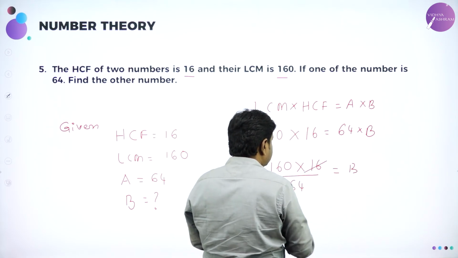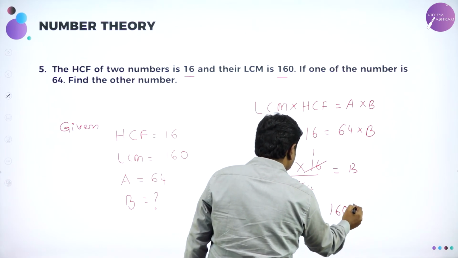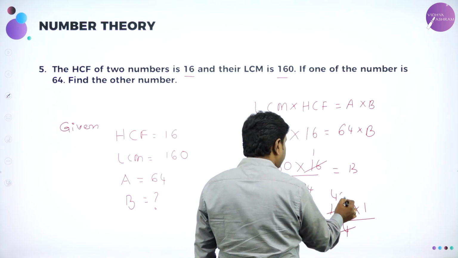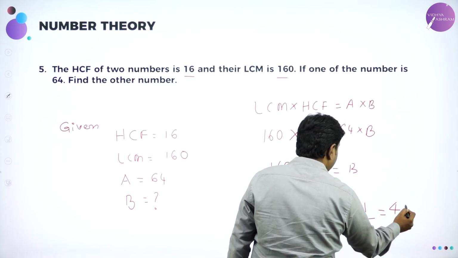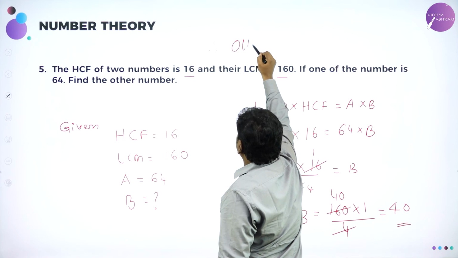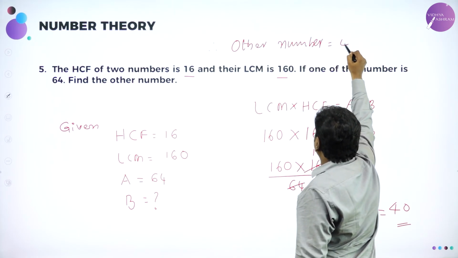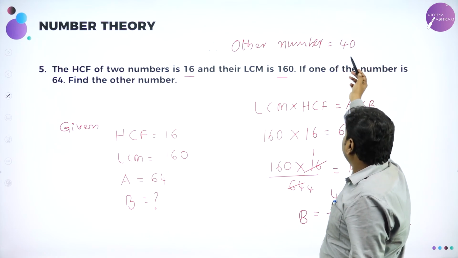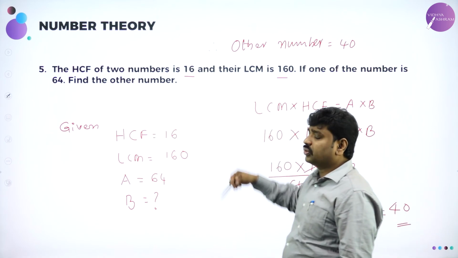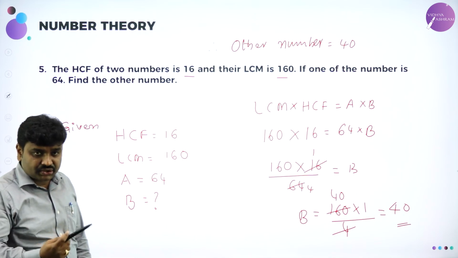Now 16 ones are 16, 16 fours are 64. So now B is 160 into 1 divided by 4. Further it is divisible, 4 into 40. So B is 40. So you got the number. Therefore the other number, I want you to find the other number, is equal to 40. You can also check: 40 into 64 gives you 16 into 160. Hope all of you understood this.